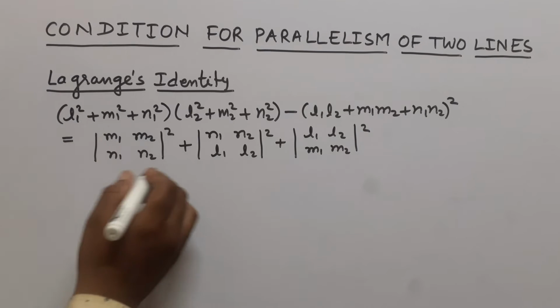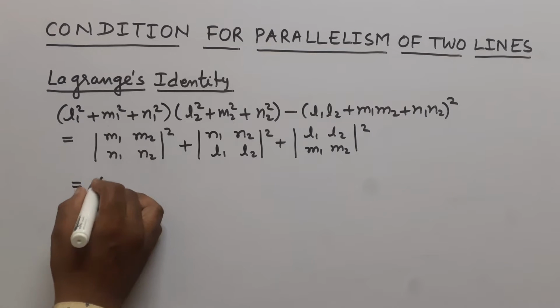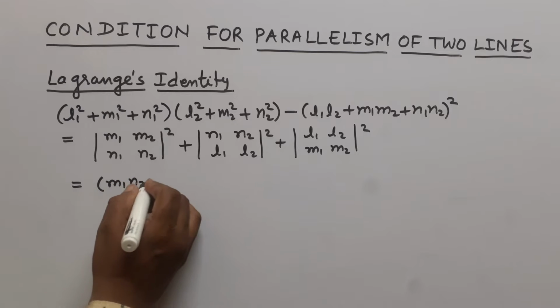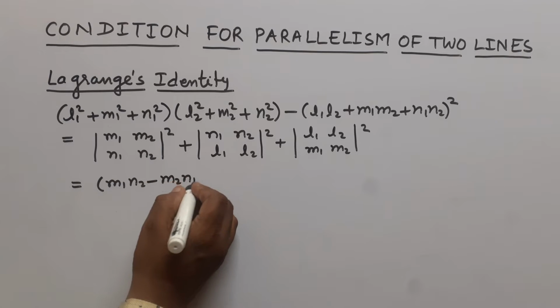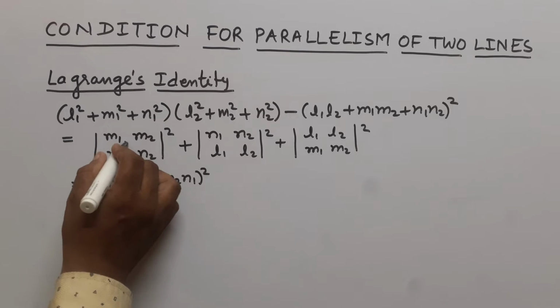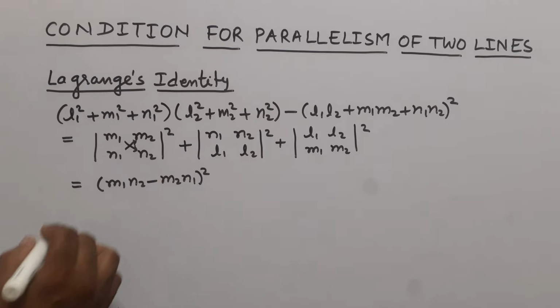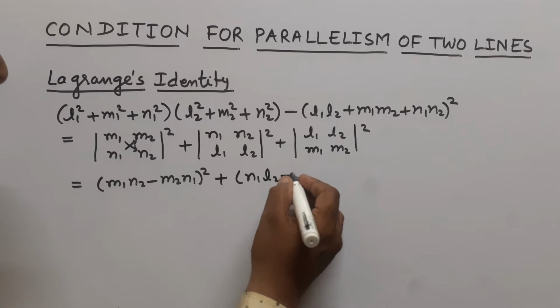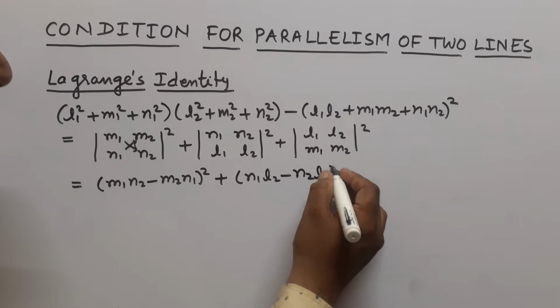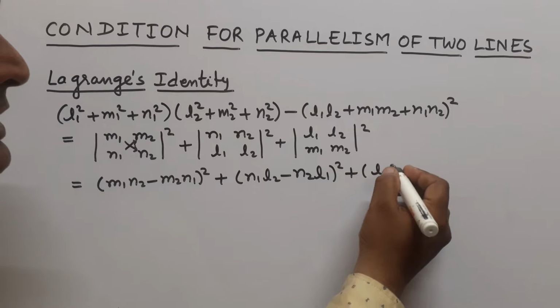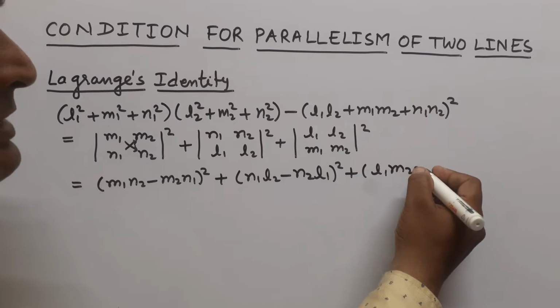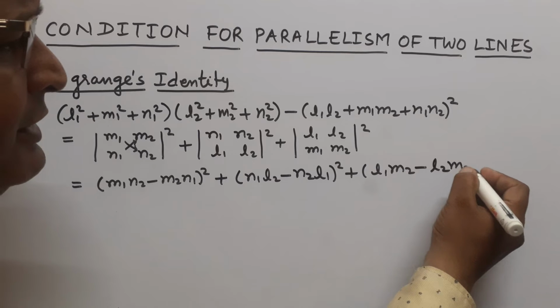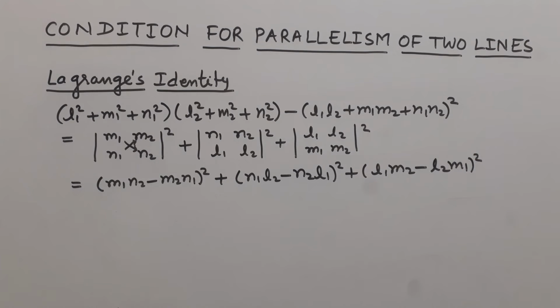And the value of this determinant can be written as M1 N2 minus M2 N1, because here we do cross multiplication. So here N1 multiplied by L2 minus N2 multiplied by L1. Similarly here L1 multiplied by M2 minus L2 multiplied by M1, whole square. So this is the Lagrange's identity.